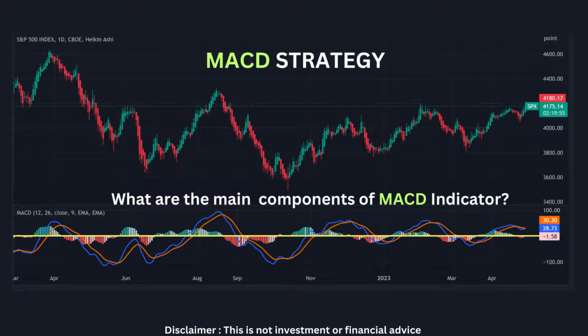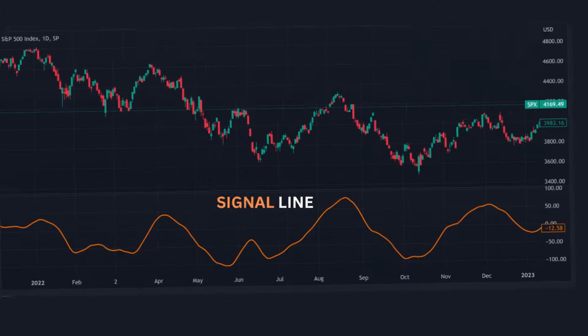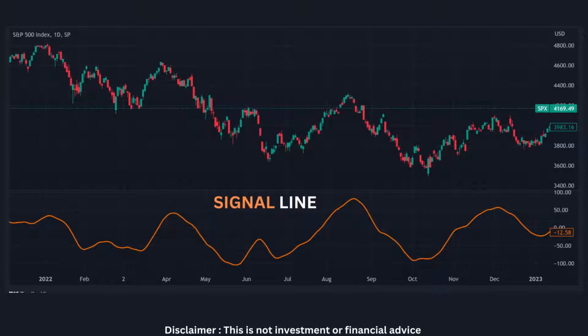Before we start, we first need to know how the MACD works. So we can see here, there are four components to the MACD. First, we have these two lines, the MACD line and the signal line. The MACD line moves faster and is more sensitive to price changes, which will be the main focus of the MACD indicator.